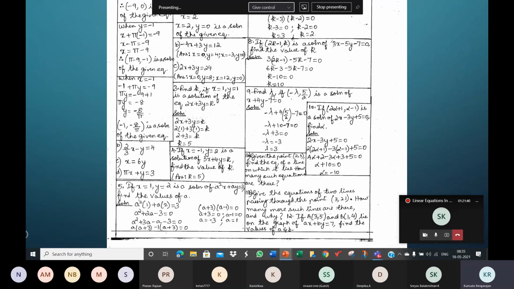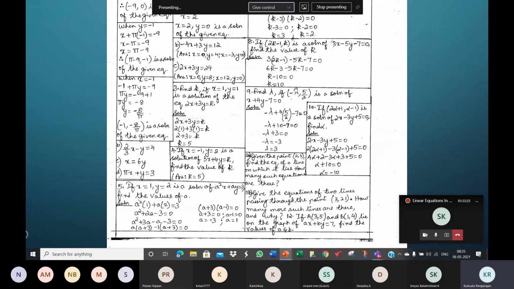How do you read this symbol? Have you seen this in physics? So it's lambda. It's a Greek letter. This is the lowercase lambda. Okay, so find lambda if minus lambda comma 5/2 is the solution of this equation.